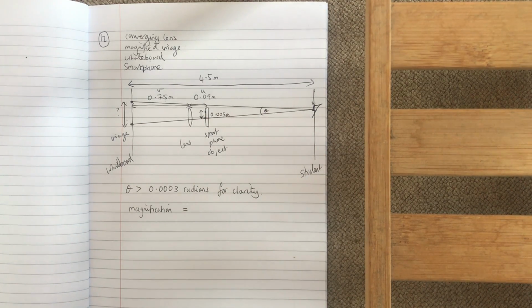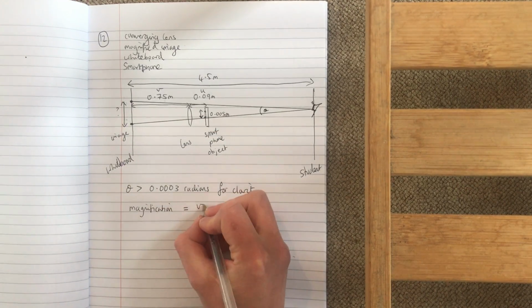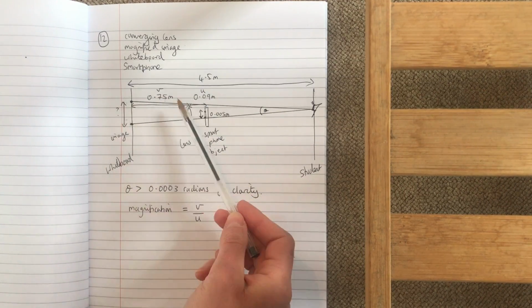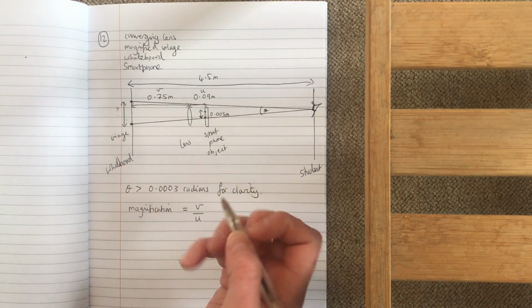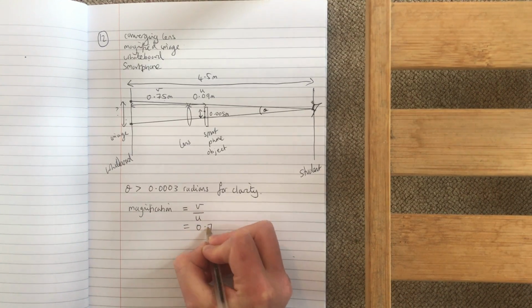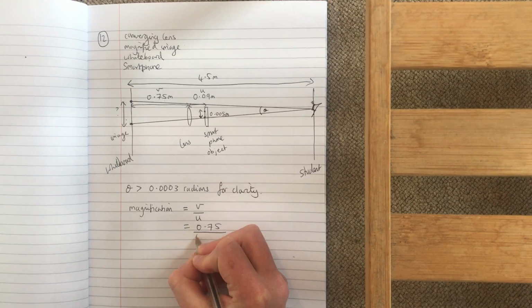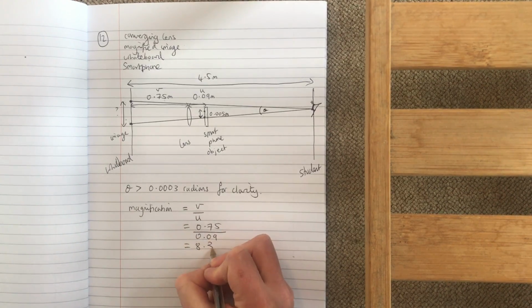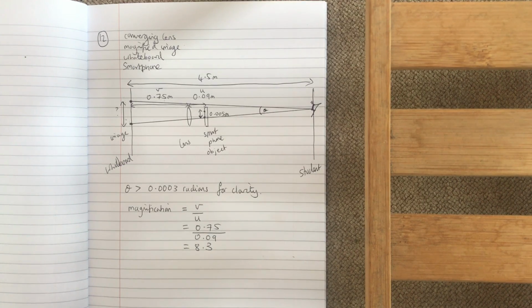So my first use is to calculate the magnification so I can then calculate the image height. I can also calculate the magnification using V and U: the image distance divided by the object distance. So the magnification is V, which is 0.75 meters, divided by U, which is 0.09 meters, which is equal to 8.3. No units because it's meters divided by meters.